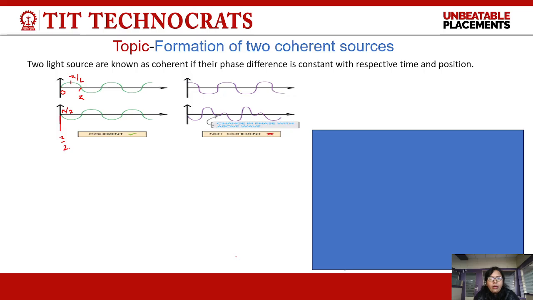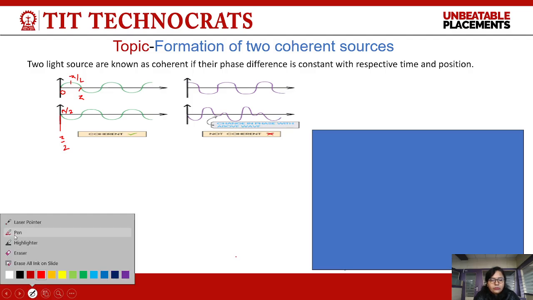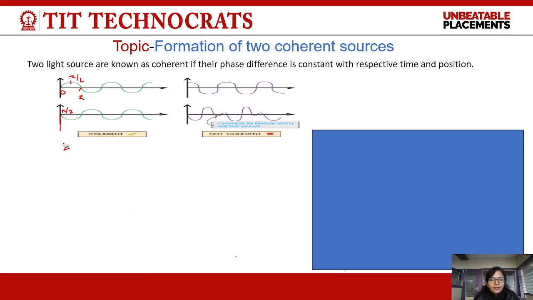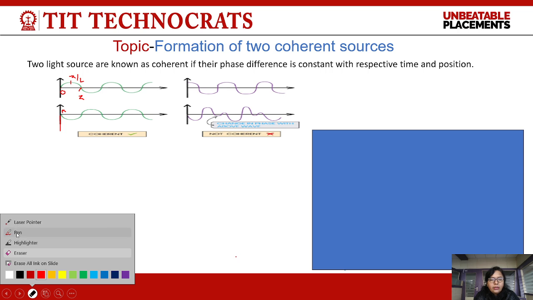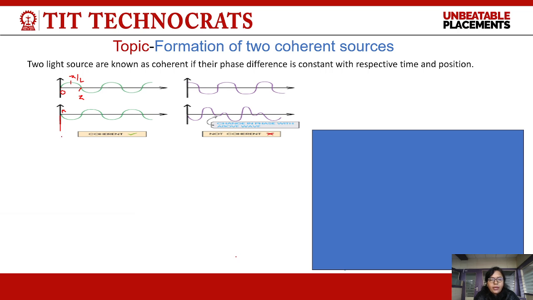Now, this is pi, so 0 and pi, the phase difference is pi. Here I am going to erase it first. This phase is pi and the next phase is 0. So 0 minus pi is pi. Right? Now, after pi, what is the phase here? Here, the phase is 3 pi by 2.